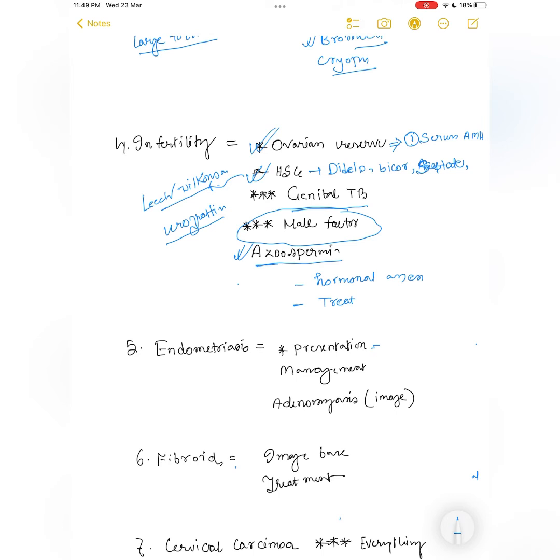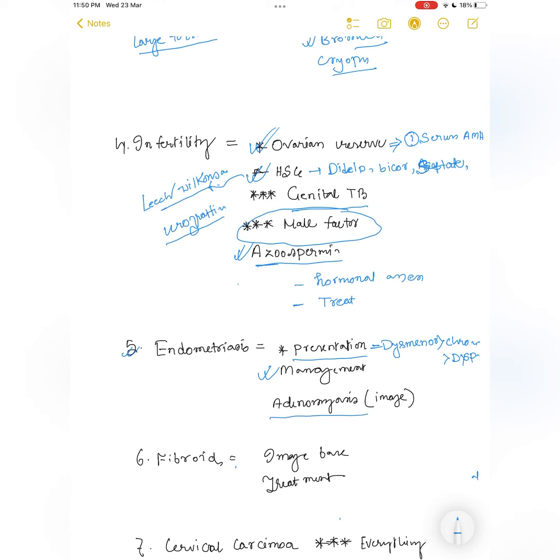Next is endometriosis. In case of endometriosis, for the presentation, you have to know dysmenorrhea is the main chief complaint. Dysmenorrhea, then chronic pelvic pain, next dyspareunia. Okay, so this is the presentation. And also you have to know about the management. This is also very important, how it is treated. The whole guideline you have to read.